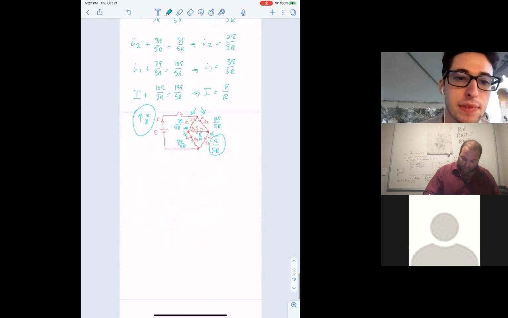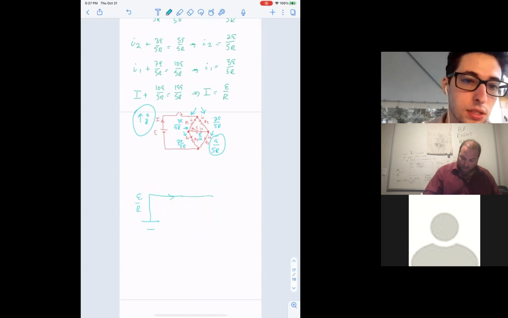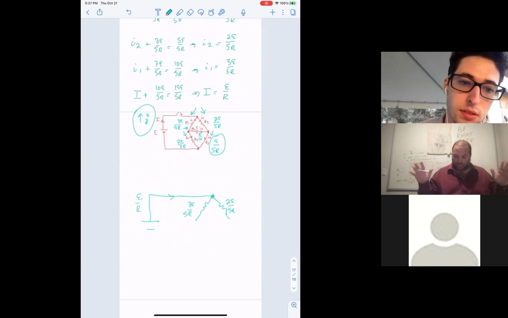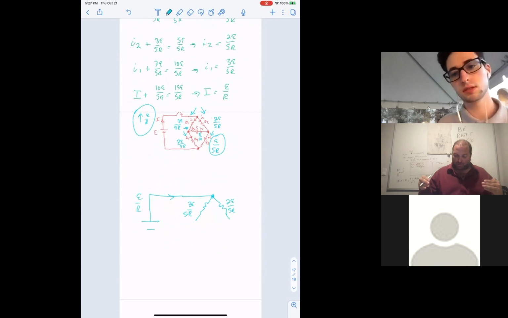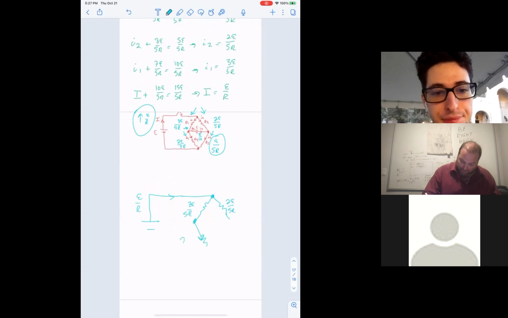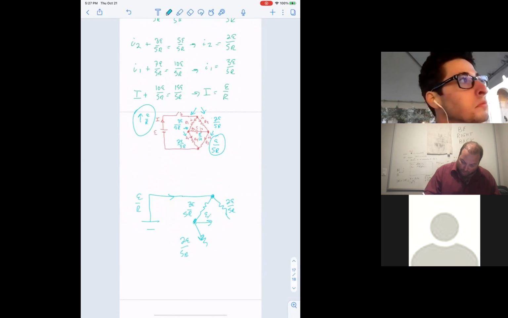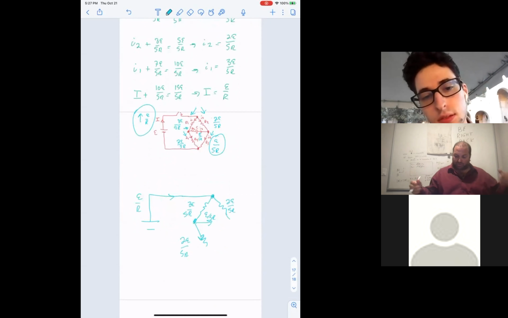Look, this original one here is E over R, right? Yes. When that current gets to this point here, we have 3E over R this way, and we have 2E over 5R this way. Now that's fine. That's a total of 5E over 5R in. Okay, now at this point here, I have 2E over 5R this way, and I have E over 5R this way, which works. 3E over 5R in, 3E over 5R out.